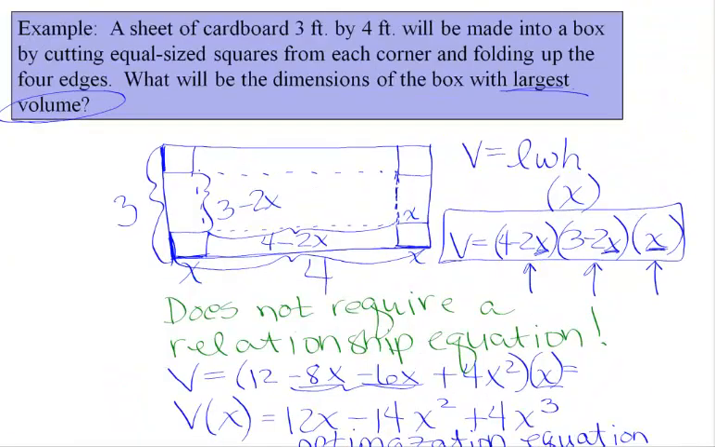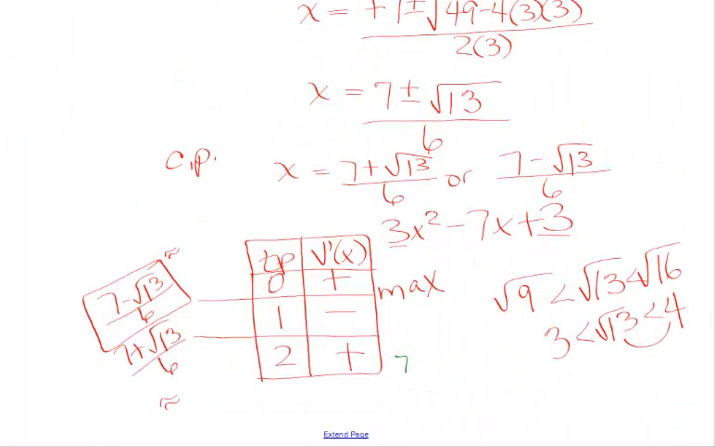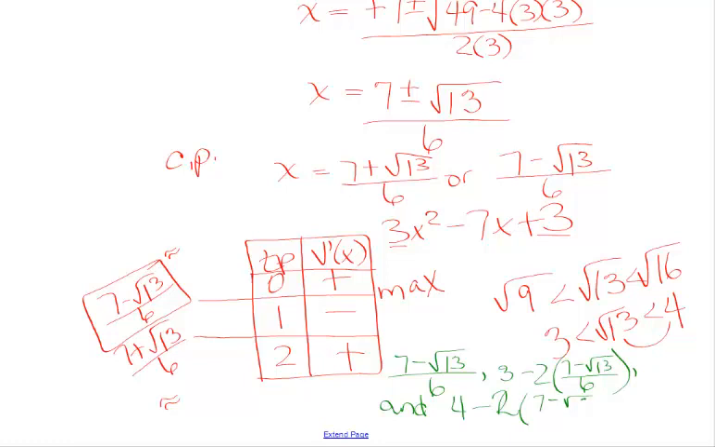Then I have to find my other dimensions. What will be the dimensions of the box with the largest volume? I have 7 minus root 13 over 6. There's one dimension. 3 minus 2 of those is another dimension. And 4 minus 2 of those is the third dimension.